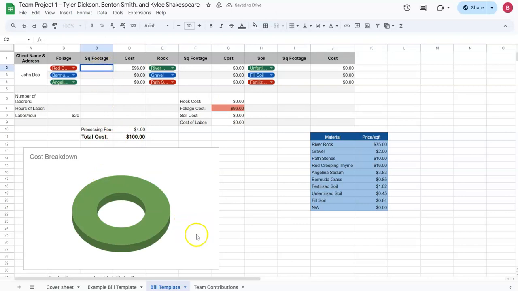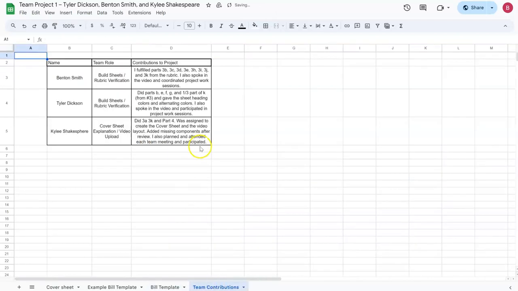And then our team member sheet is right here. And this is where we laid out what we did and some of the responsibilities we had. And then Benton, do you want to start with what you learned? Sure. So I learned mostly how to incorporate different functions into Google Sheets. Like I didn't know what ceiling.math was, but now I do. And that, along with XLOOKUP, is what I mostly learned from this project.